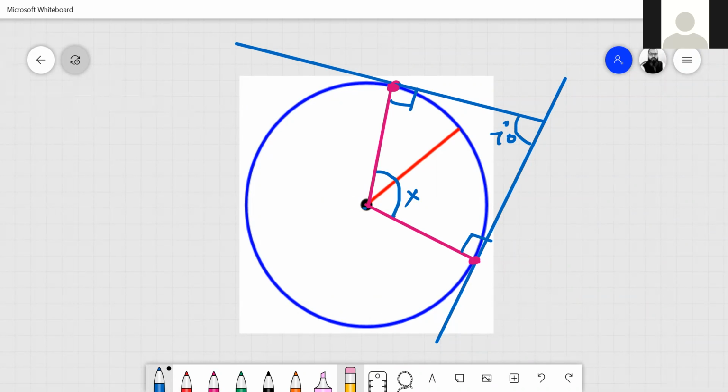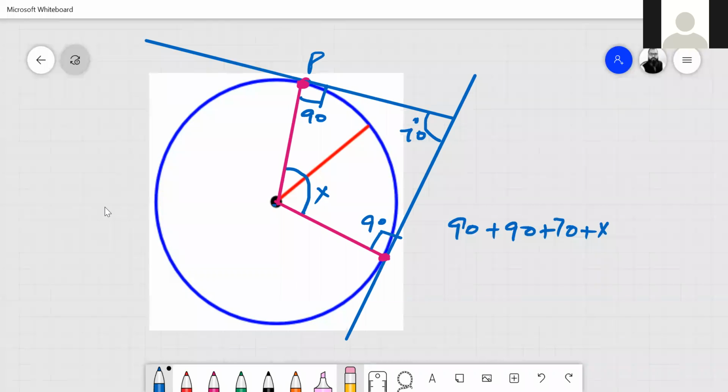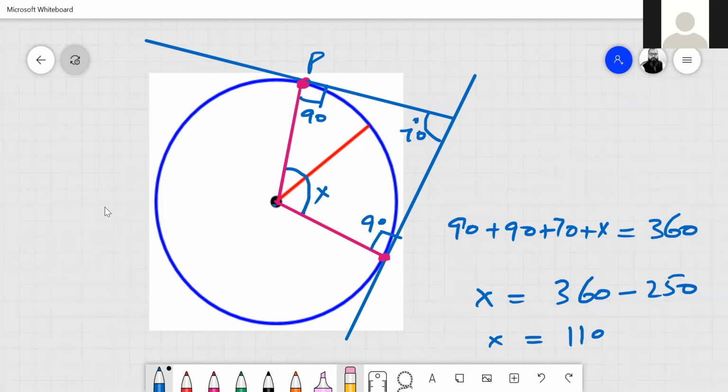Both P and Q are equal to 90. We subtract from 360. 90 plus 90 plus 70 is 250. The answer is 250, and subtracted from 360 is equal to 110. Yes, so x is equal to 110.